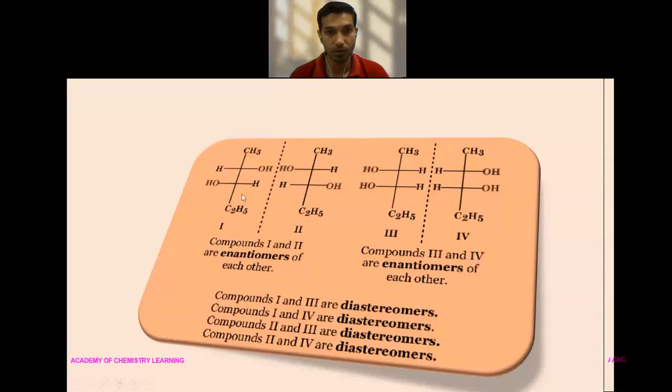Now compound number 1 and 4 are diastereomers because they are not mirror images of each other. Compound number 2 and 3 are also diastereomers, and compound number 2 and 4 are also diastereomers. So this is how you can find out enantiomer and diastereomer.